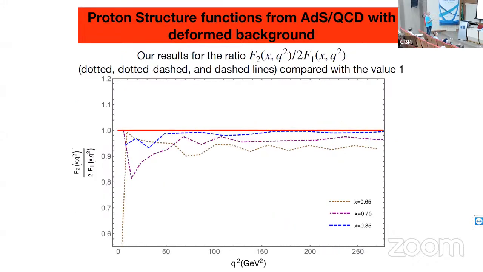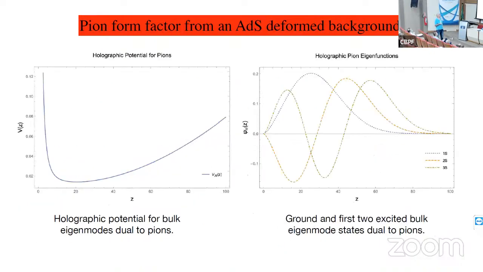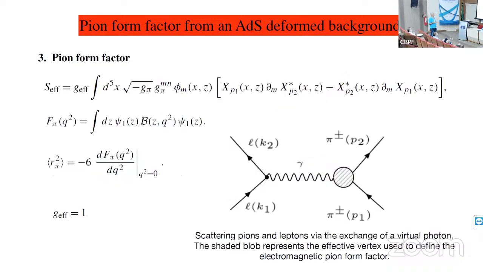And this is the comparison between F1 and F2, which is close to 1. Okay, so how much time do I have? 1 minute. So I'm just going to comment that it's also possible to obtain form factors. So we studied the pion form factors. I will skip all the details. Well, it's the same model, right? So we also need a numerical study, right?